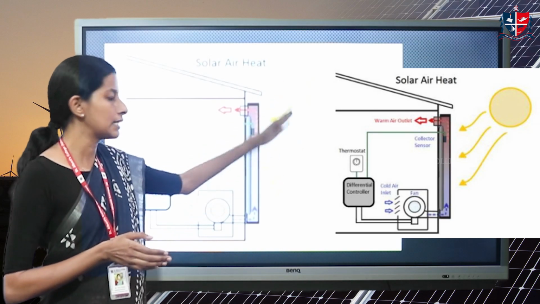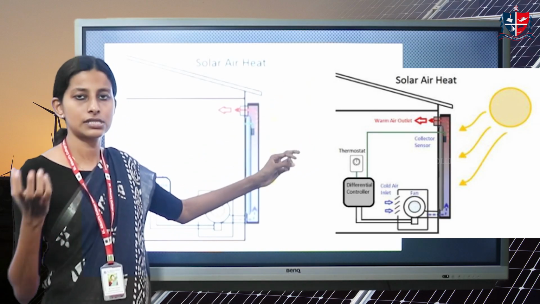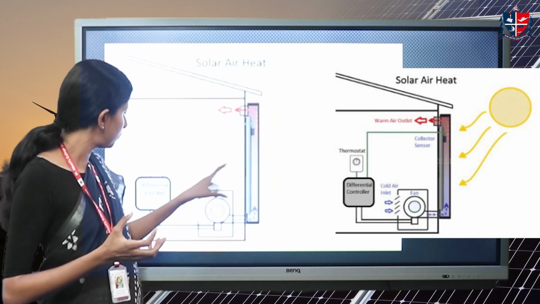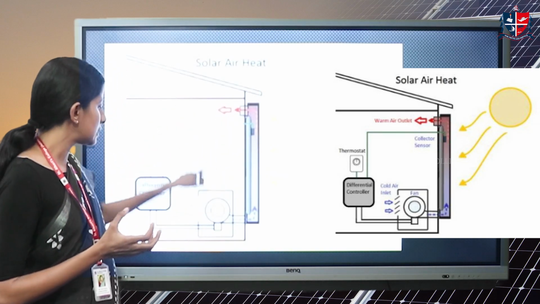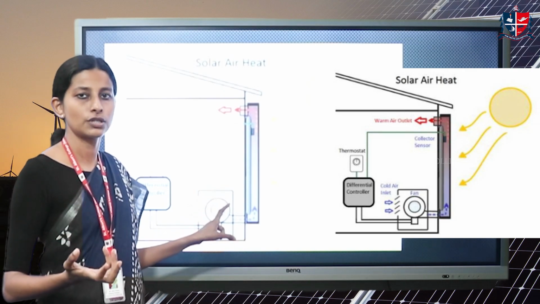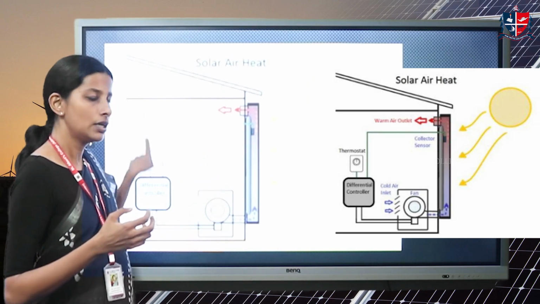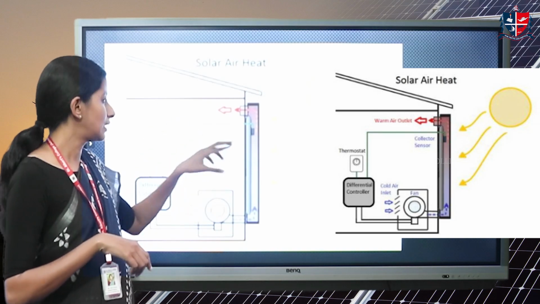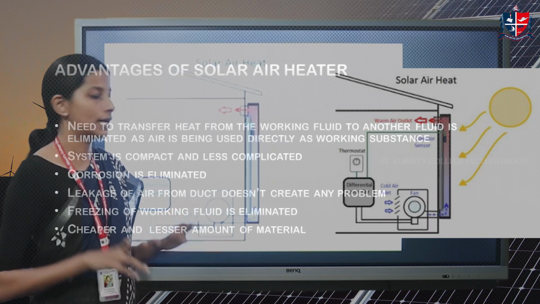Only then, even in cases of momentary clouds, when it is cloudy or partly cloudy on some days, the heat stored in these walls can be utilized for circulating into these areas using a fan. You can use a fan if it is an active circulation, or even without that, with the density difference, the air can naturally circulate. So that is how the working happens in a solar air heater.